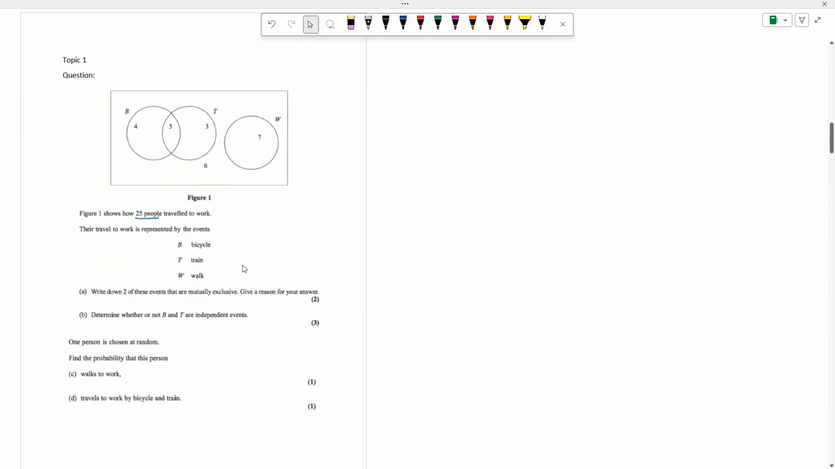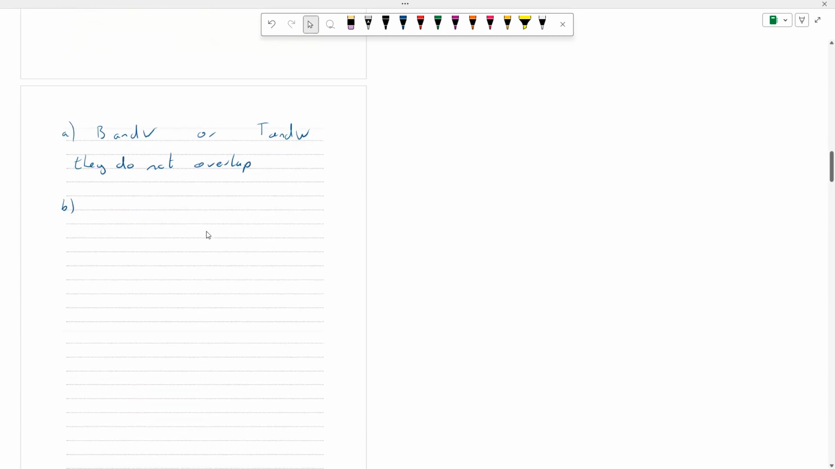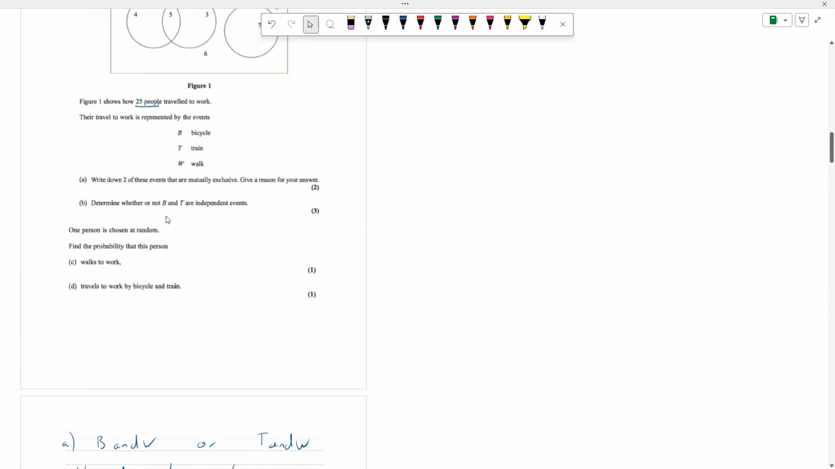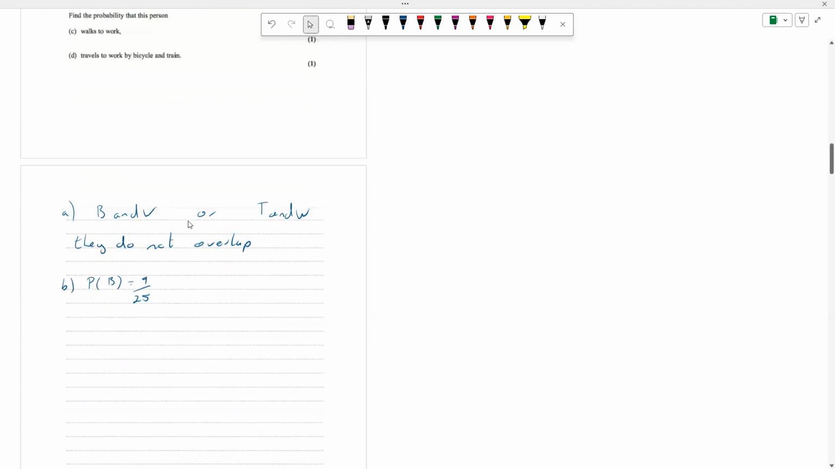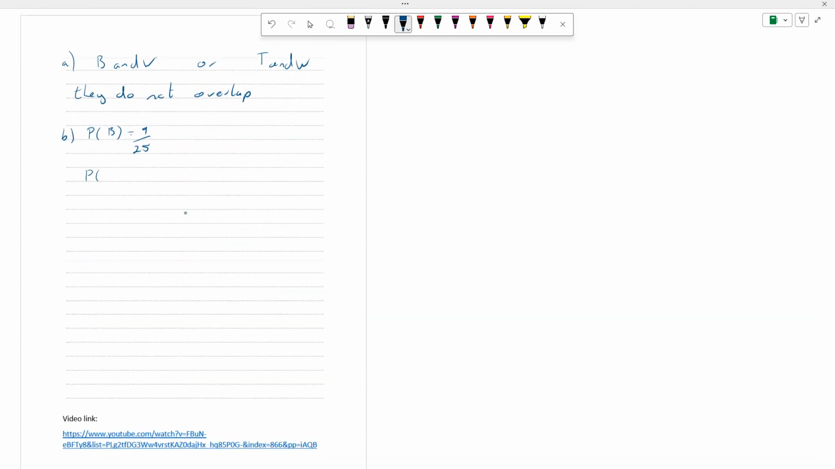Now, part B wants me to test whether or not B and T are independent. So to be independent, if I take their 2 probabilities and times them together, it should equal the intersect. So I'm going to find all those parts separately. The probability of B is 9 out of 25 because I want all of circle B, which is the 4 and the 5. I'm going to look at the probability of T, which for the same reason is 8 over 25, adding the 2 parts together. And I can get the probability of B and T from my Venn diagram. 5's in the overlap, so it's 5 over 25.